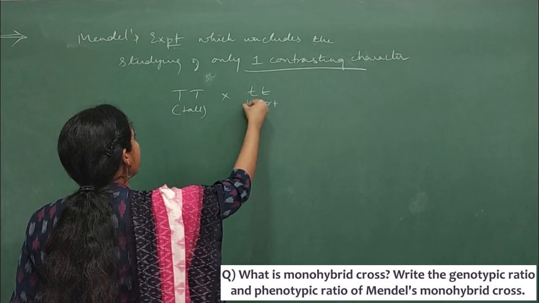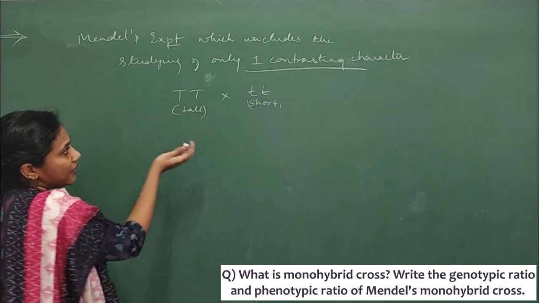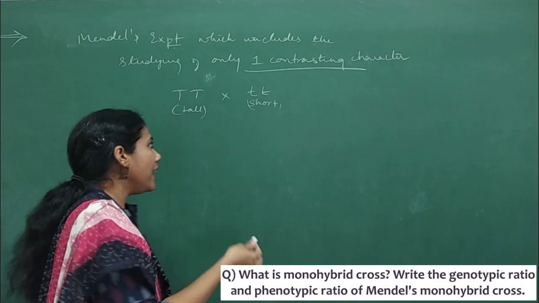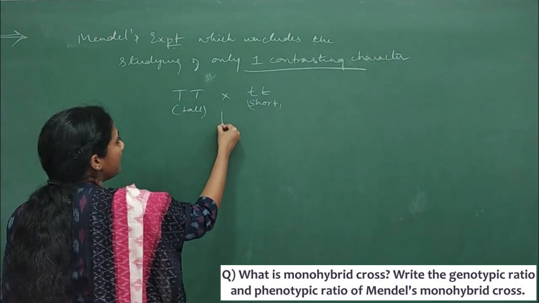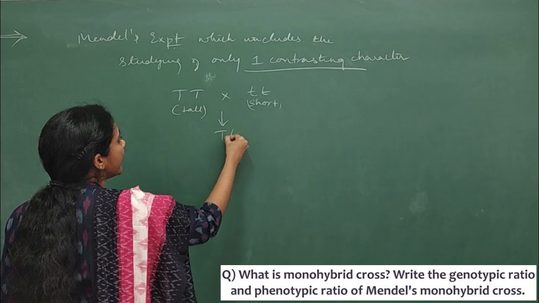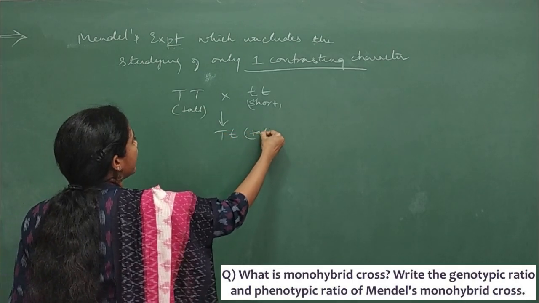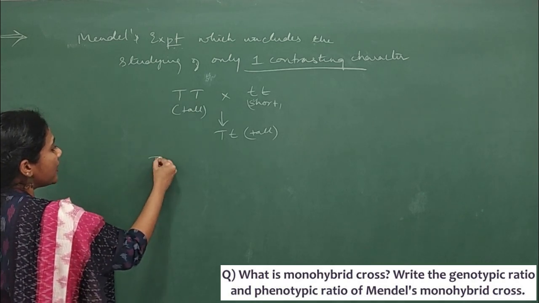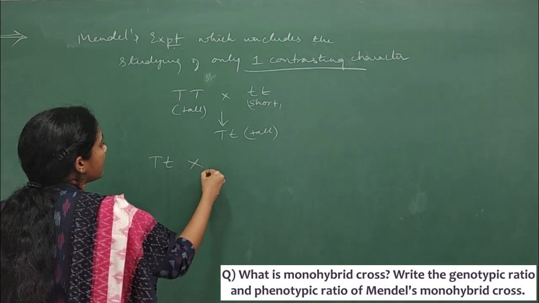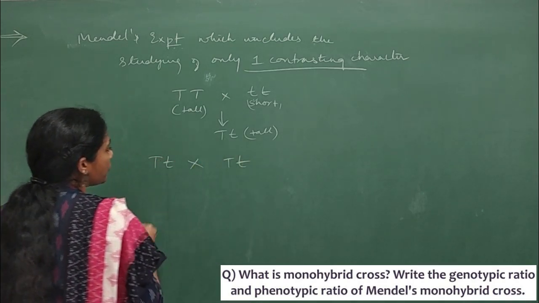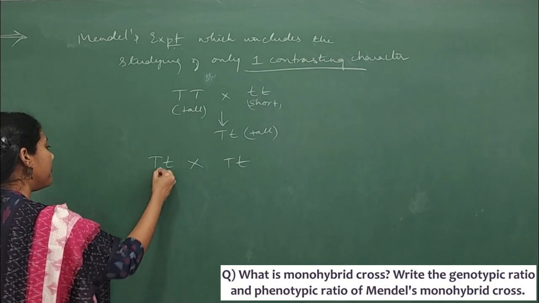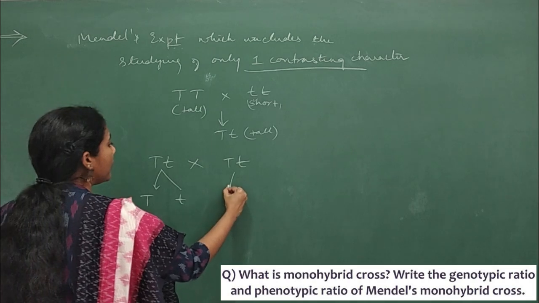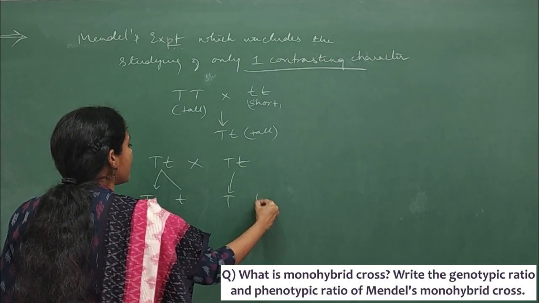Dwarf plant. Say only one contrasting character, that is height of a plant, is what I selected, and when I crossed them, in the first generation you would get only tall varieties. All tall varieties you will get. And now in the F2 generation, when I self-pollinate these two plants, I would be getting gametes here, capital T small t, and here we will get capital T small t.